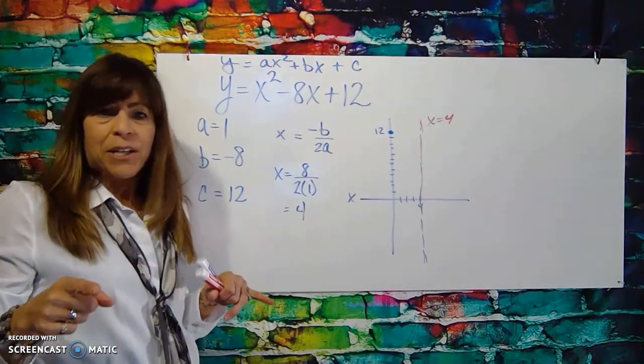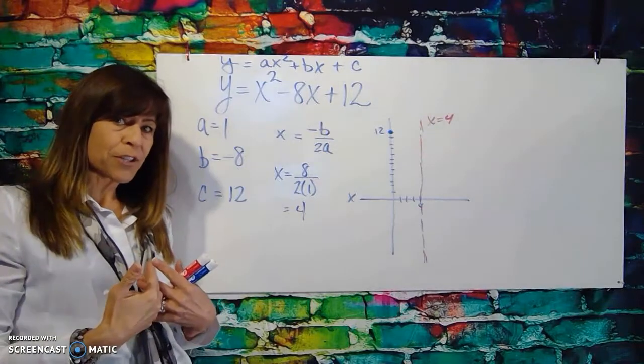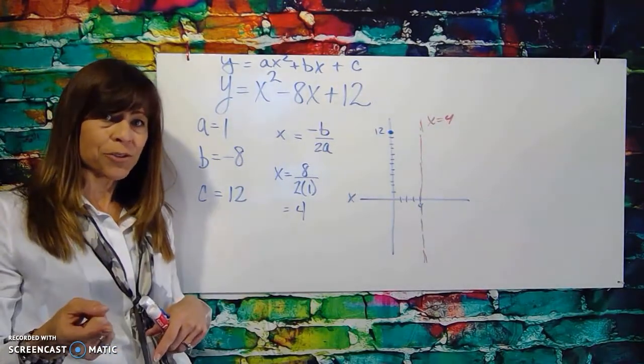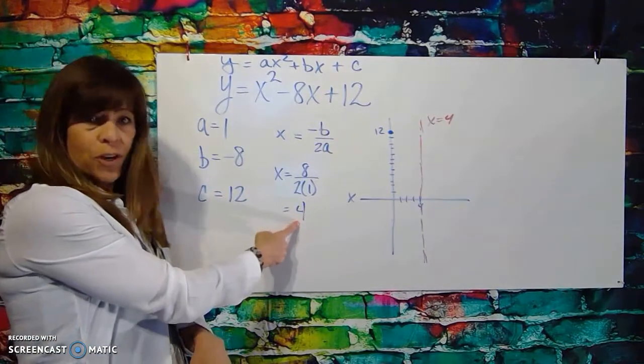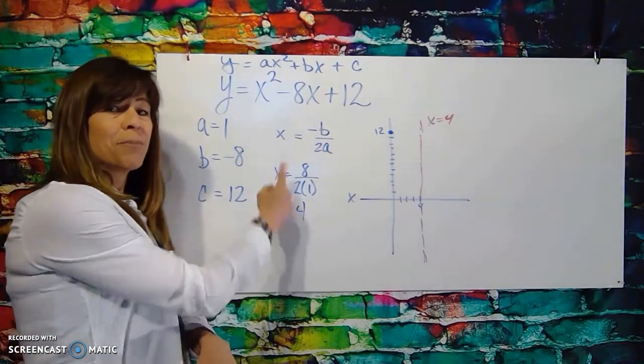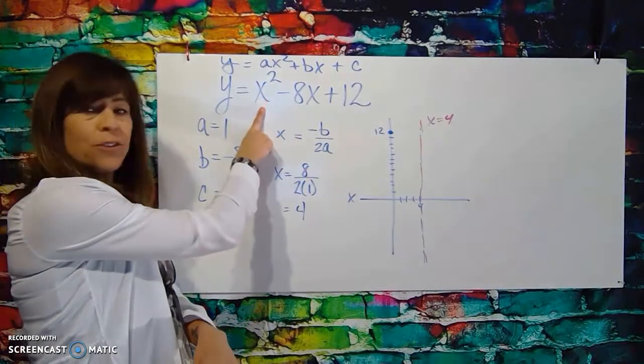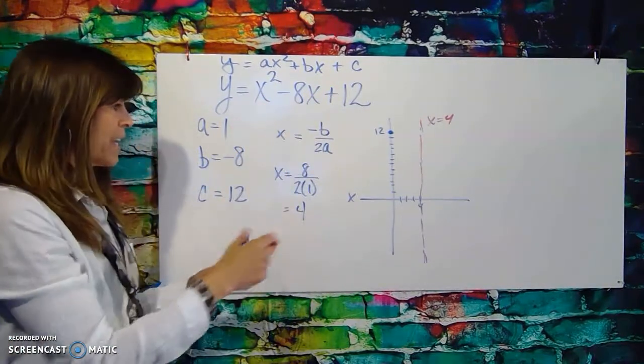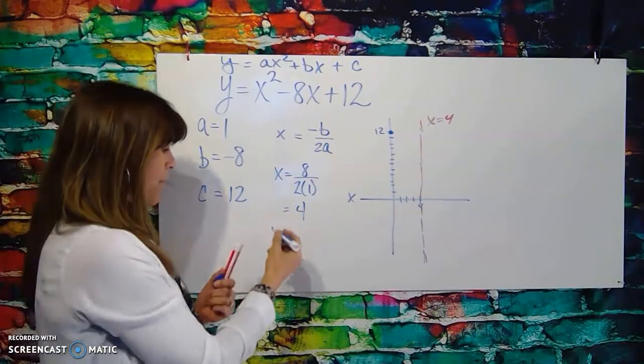Now we're not done yet because we know the x value of the vertex is 4. We don't know what the y value of the vertex is yet. So what we're going to do is take this 4 and plug it back into your original equation. So you're going to plug a 4 in here and a 4 in here. And that is going to give us the y value of our vertex.